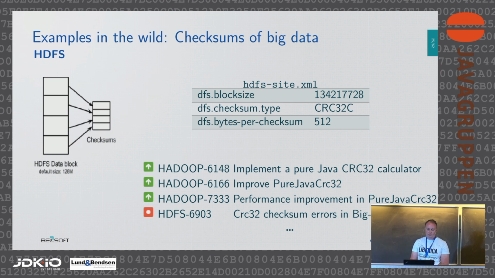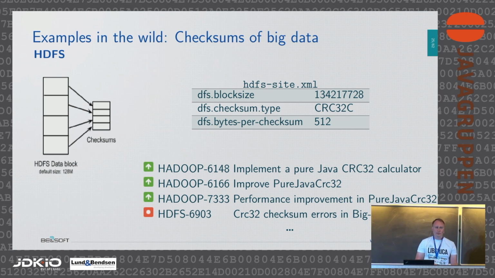Basically, what it does, you store some file. It is split into big data blocks. The default block size is 128 megabytes. And they are replicated across nodes.